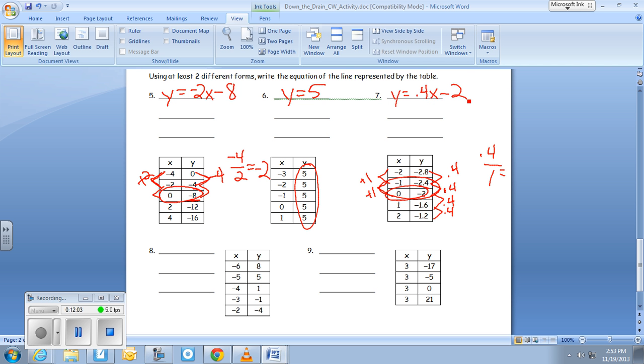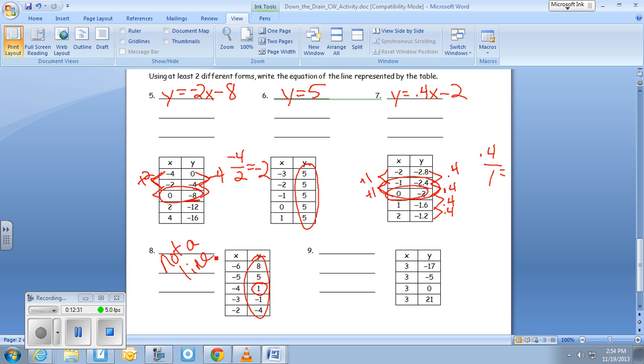It doesn't matter which 2 points that you use to do your change in y's over your change in x's, your slope should always be the same. And because of that, we noticed in number 8 that we had some irregularities. I'm assuming that this should have been a 2 and just a typo. But if we treat it like it's not a typo, then we know this is not a straight line. And we can't do a linear equation for something that's not a straight line. So we had a problem on that one.